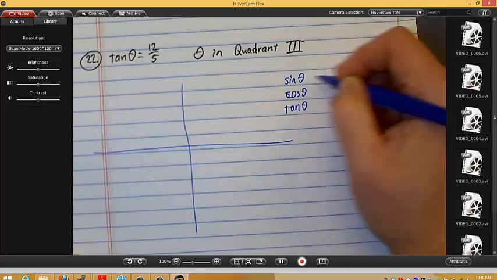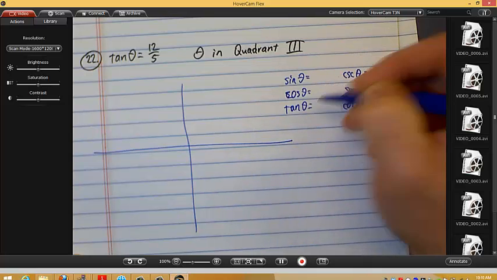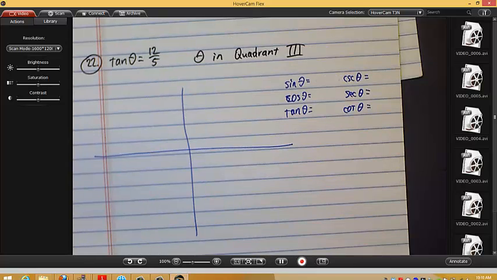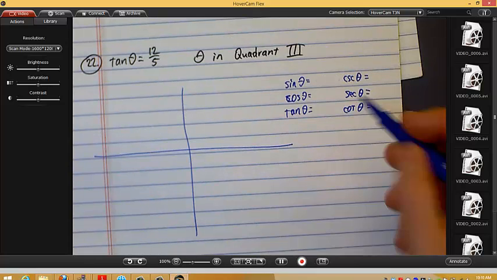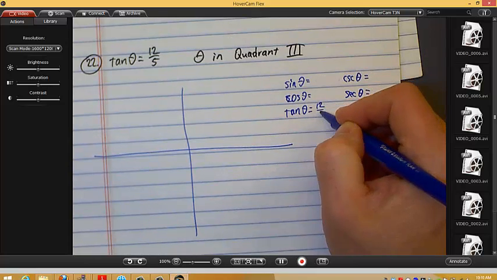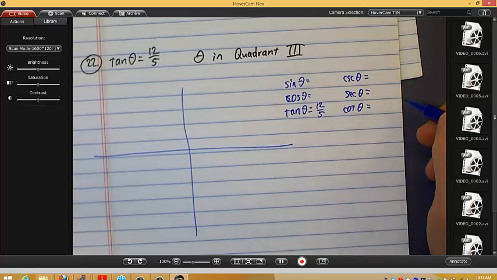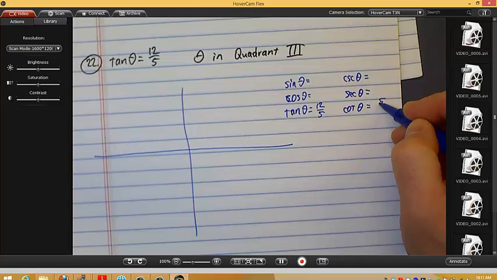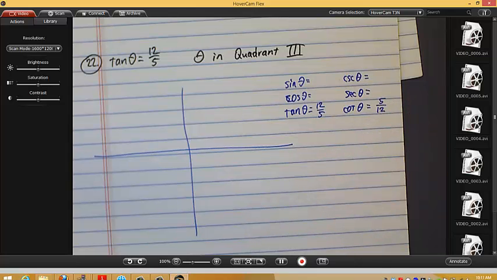And they gave me, which one? Tangent. They gave me that the tangent is 12/5. So right away, what do I get? Cotangent is 5/12. That's easy. Okay. The other thing I was given is that I'm in quadrant 3. So I'm going to use what I know about the tangent.